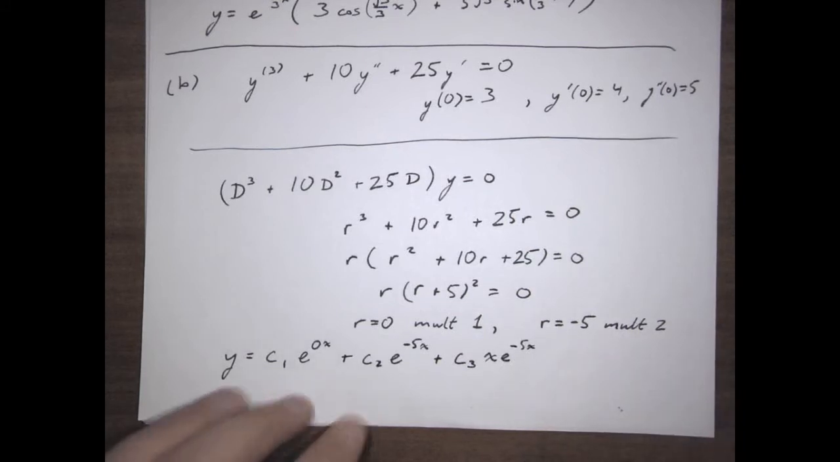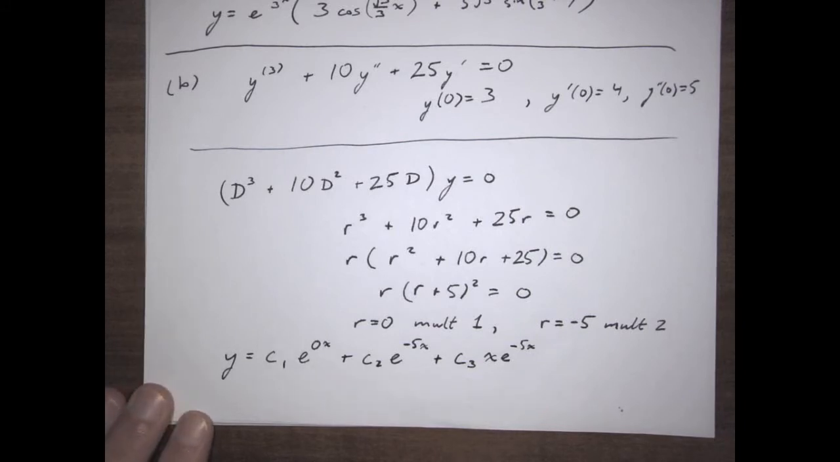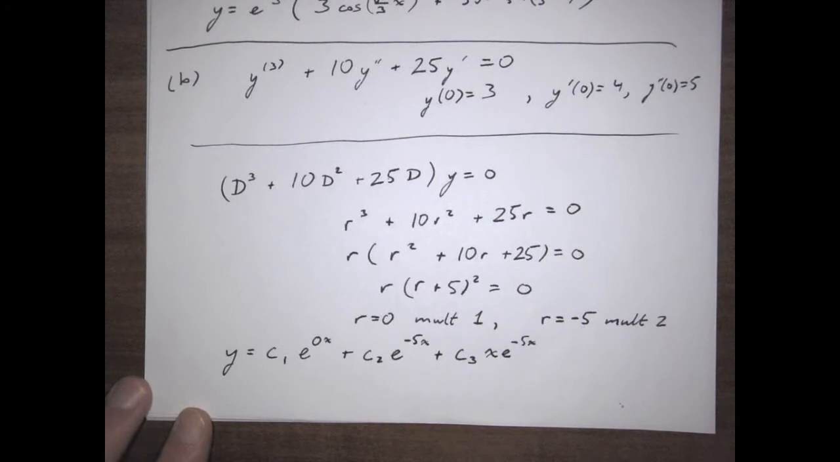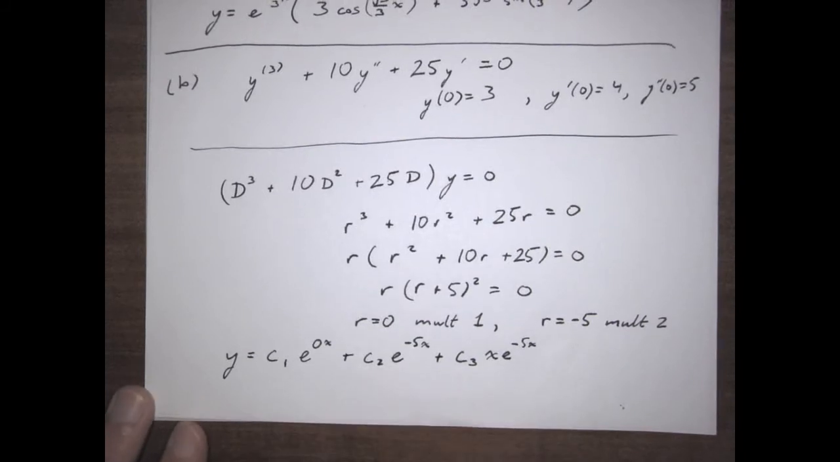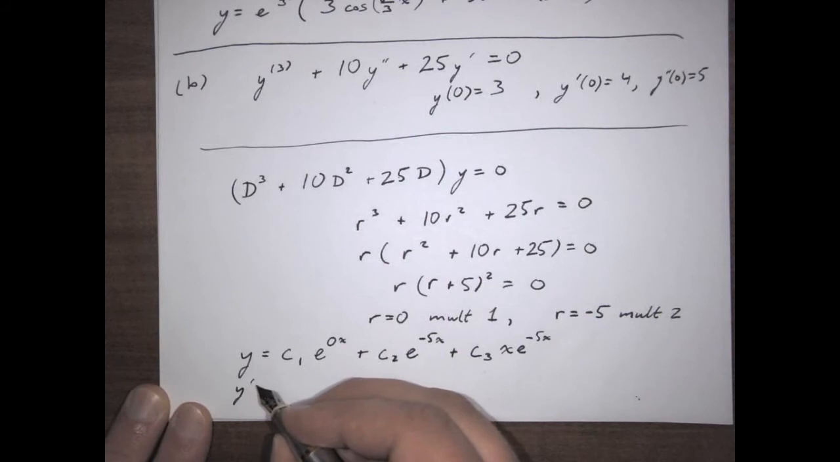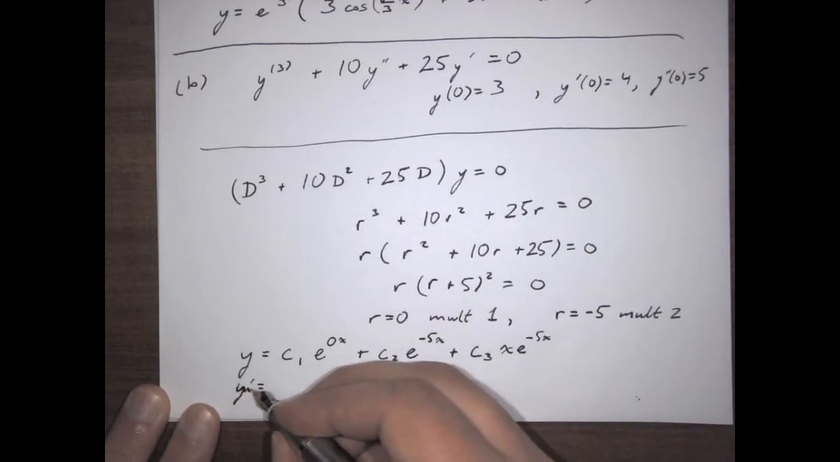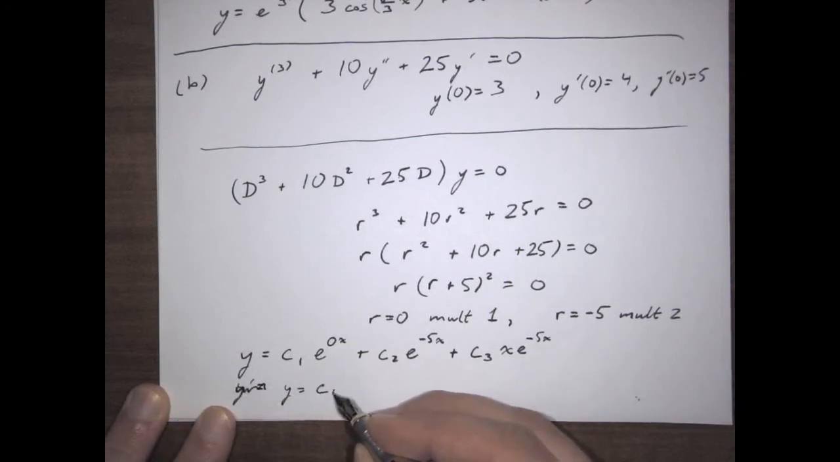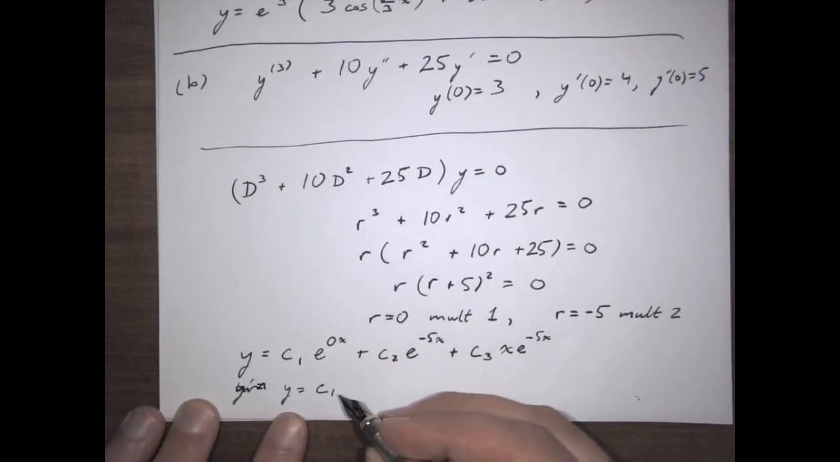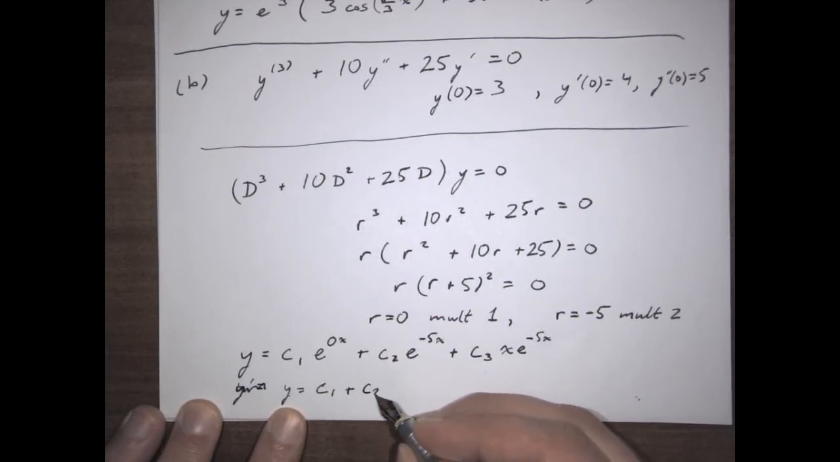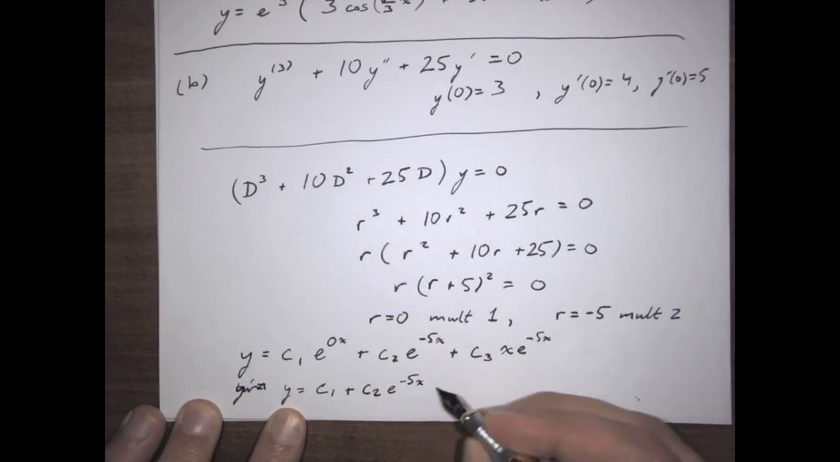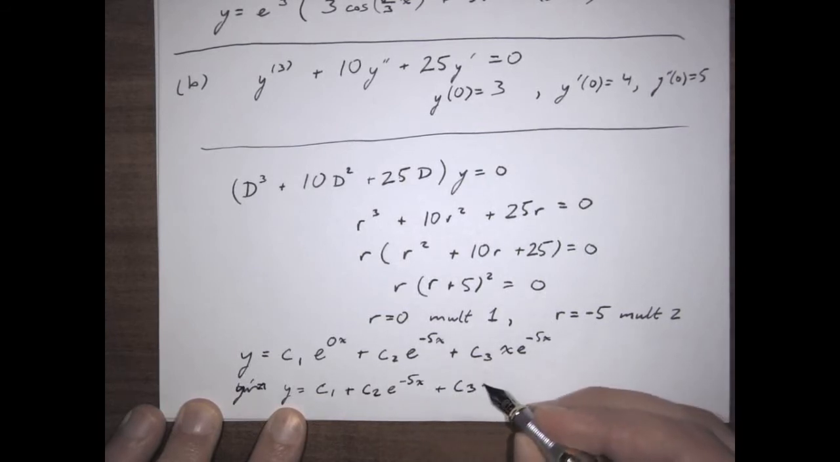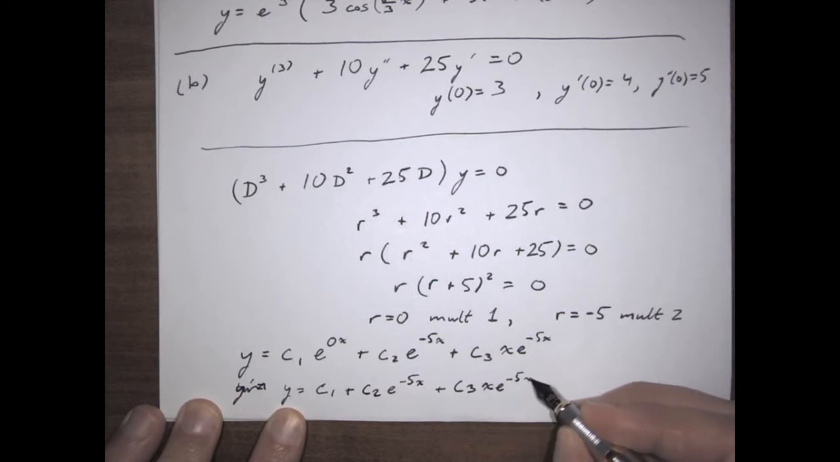So it's going to be c3 x e to the negative 5x. Now, if I want to plug in the initial conditions, I need not only this, but I need its derivative, and I need its second derivative as well. So that means, and I should actually rewrite this with this term, this being the constant that it is. E to the 0 is just going to be 1. So y equals c1 plus c2 e to the negative 5x plus c3 x e to the negative 5x.